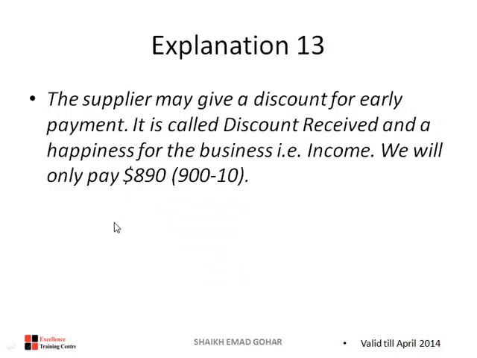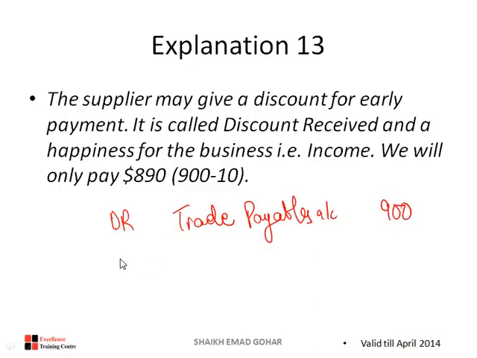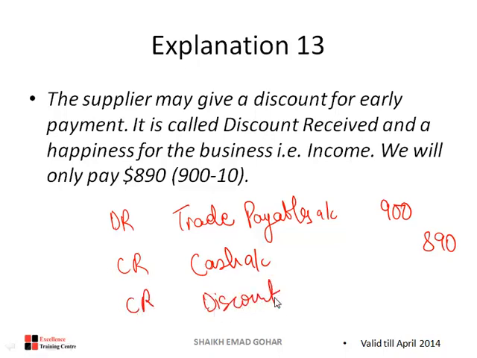See, debit, trade payables account by 900. Then you will write credit, cash account by 890, and then you will write credit, discount received by how much? 10. This is the double entry. This is how to write the basic double entry. In exam they will write like this. Okay? Easy, difficult? See, 890 plus 10, how much?